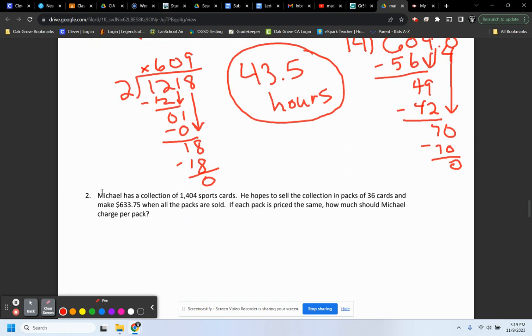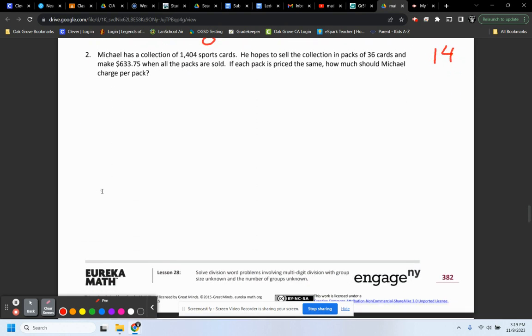Let's try the next math problem. Okay, Michael has a collection of 1,404 sports cards. He hopes to sell the collection in packs of 36 cards and make $633.75 when all the packs are sold. If each pack is priced the same, how much should Michael charge per pack?